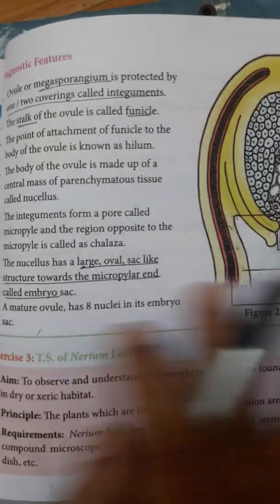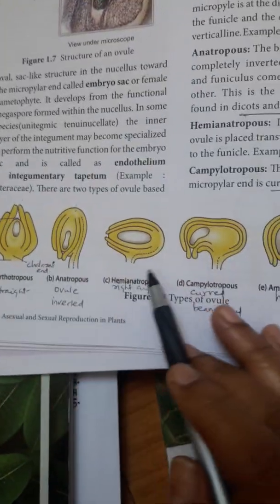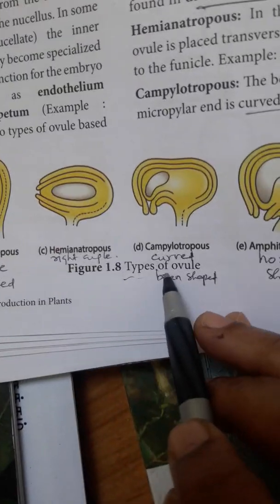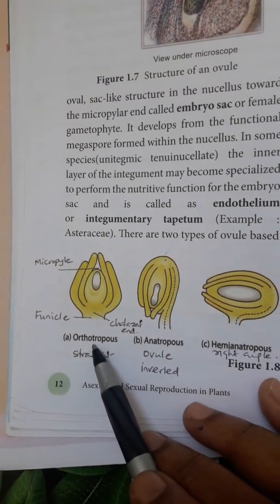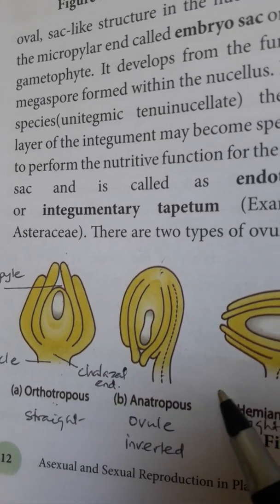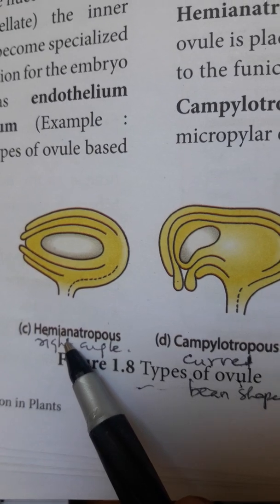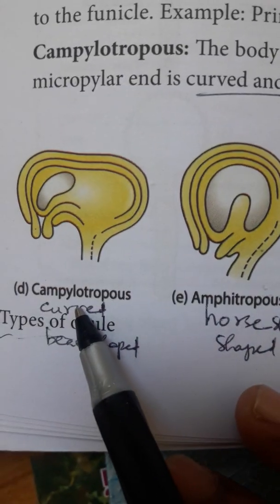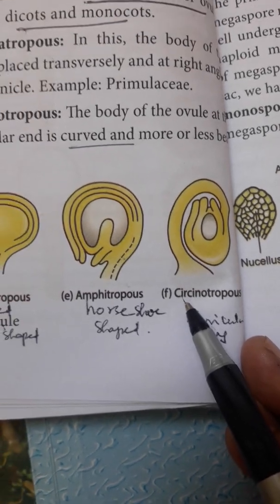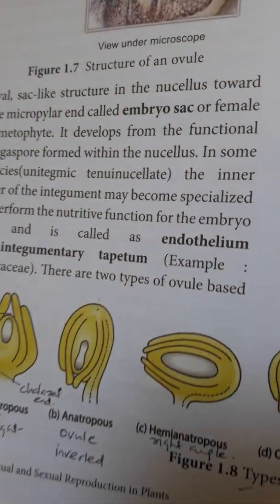Now this is the structure of the female gamete ovule, LS of ovule. There are 6 types of ovule. Look at this, the types of ovule. First type orthotropous, anatropous, hemianatropous, campylotropous, amphitropous, and circinotropous. Let us learn the types later.